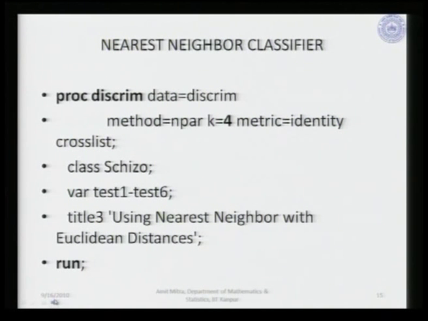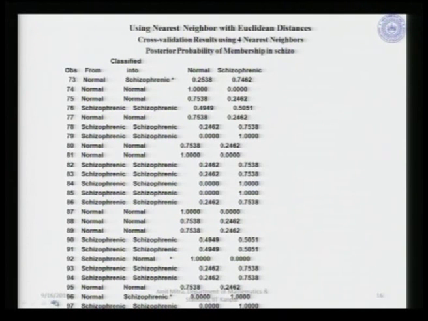Now for the same data set, we also apply a nearest neighbor classifier that we have learnt. So once again proc discrim is used from the SAS procedures, with this non-parametric method, because it is a nearest neighbor classifier. We use the same data and get results. So these are the nearest neighbor classifier examples with Euclidean distances. These are the cross validation results.